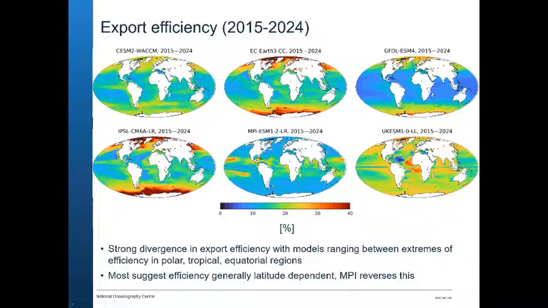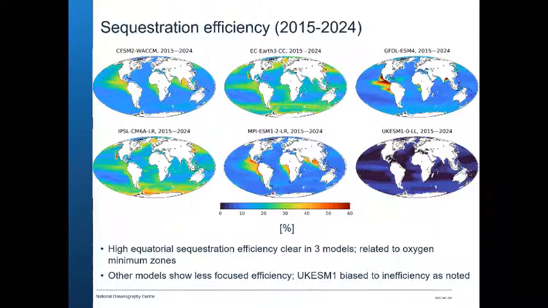There is a general pattern that high latitudes have higher export efficiency than low latitudes, but even the MPI model reverses this. And if you look deeper in the water column, this is now 1,000 meters.